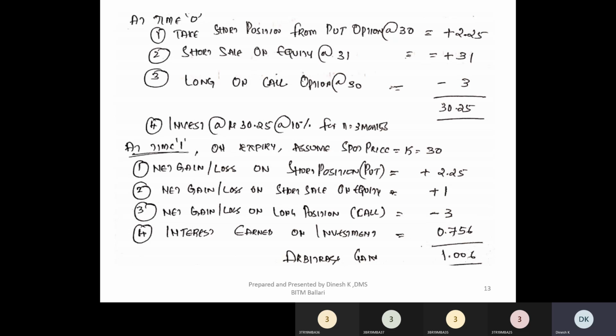Now, 1 rupee is a small value, but the contracts are traded in a lot size, which increases the profit. With zero investment, you can still make a profit as an arbitrage here. This is how the arbitrage opportunity exists in option pricing. Fine. Do you have any questions here?